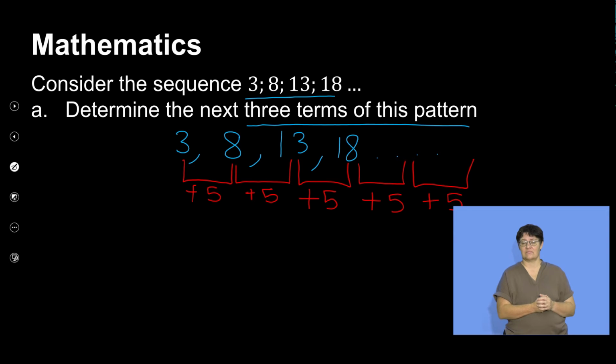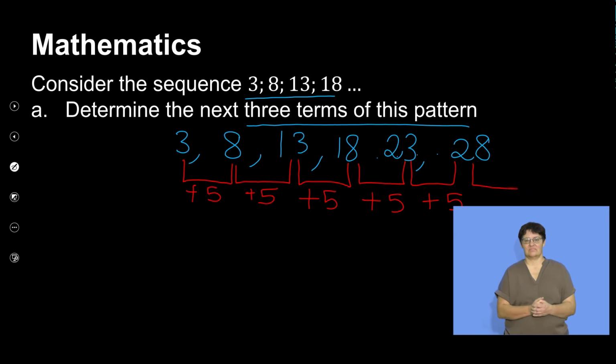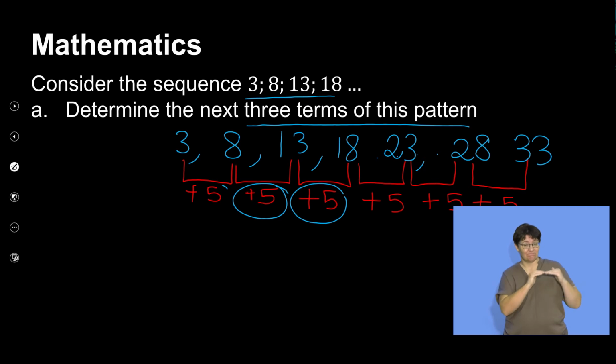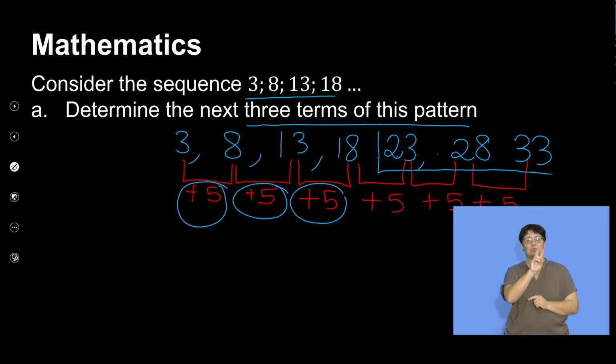So if I add 5 to 18, I'm going to have 23. Then if I add 5 again, the next term will be 28. Then if I add another 5 from 28, we can see that the next term will have a value of 33. Wonderful. So with our common difference being 5, we can see that the next three terms are 23, 28, and 33. Let's move on to the next question.